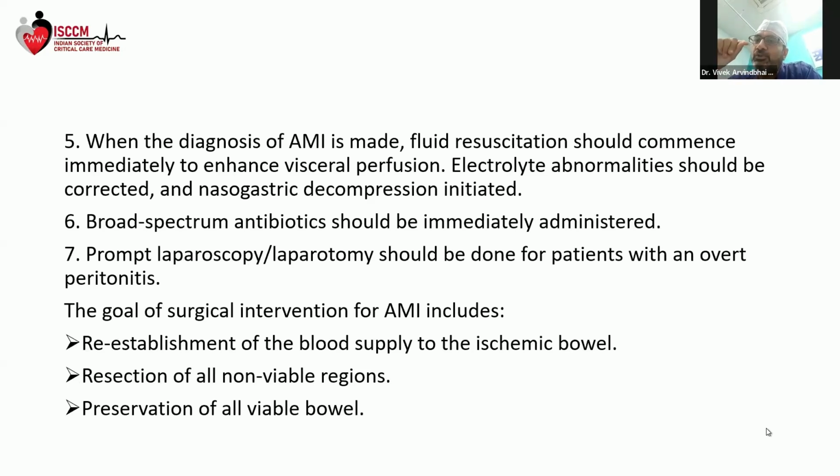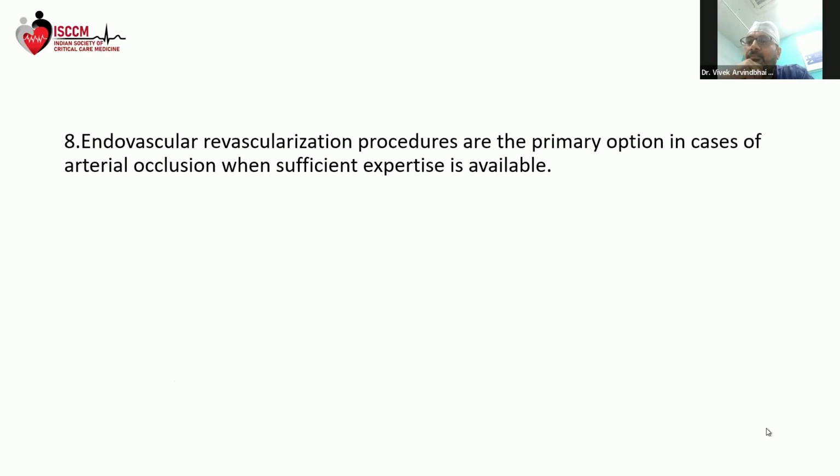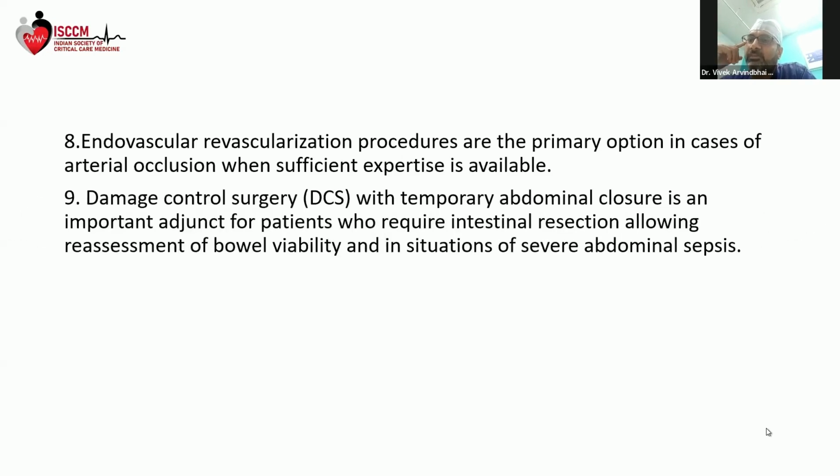Prompt laparoscopy or laparotomy should be done for patients with overt peritonitis. The goal is re-establishment of the blood supply to the ischemic bowel, resection of all non-viable regions, and preservation of all viable bowel. Endovascular revascularization procedures are the primary option in cases of arterial occlusion when sufficient expertise is available, because there are a lot of challenges, as we have mentioned and discussed earlier.